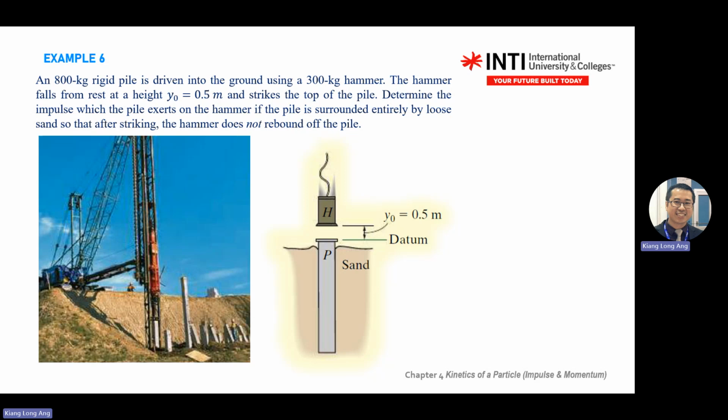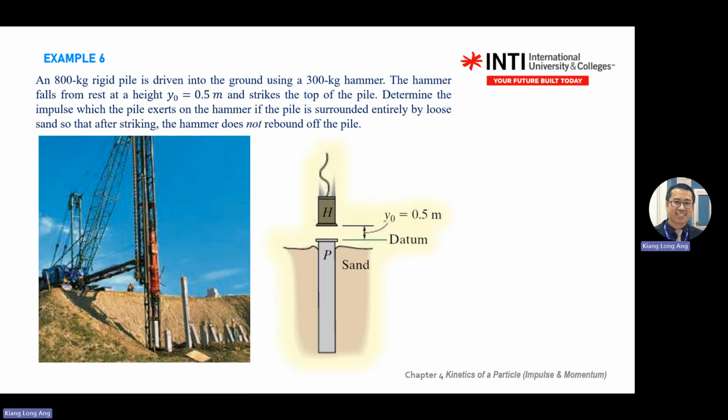So let's look at an application of this impulse and momentum, right? This is an application in civil engineering. So you are doing some piling activities. Your pile is 800 kilogram, driven into the ground using a hammer of 300 kilogram. The hammer falls from rest, so you're given the velocity before, at a height of y equal to 0.5 meter. So as you can see on the screen, you have it.